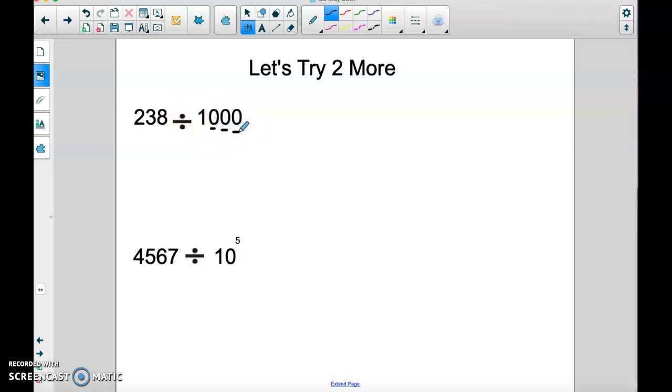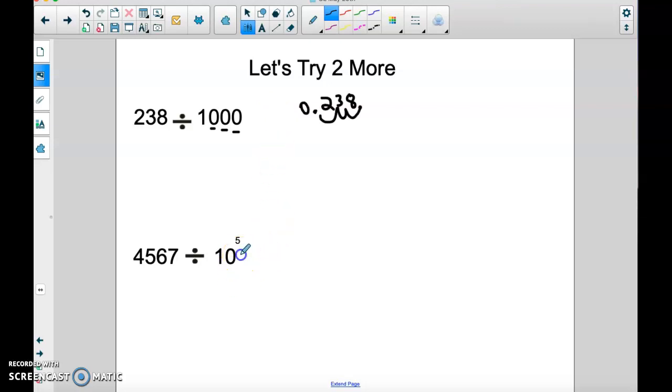I see mostly threes. Maybe one or two weren't quite there. I'm just kidding, I can't see what you're holding up. If we have 238, we're moving back three place values. Remember, it starts here. Bump, bump, bump. 0.238, or 238 thousandths, right?